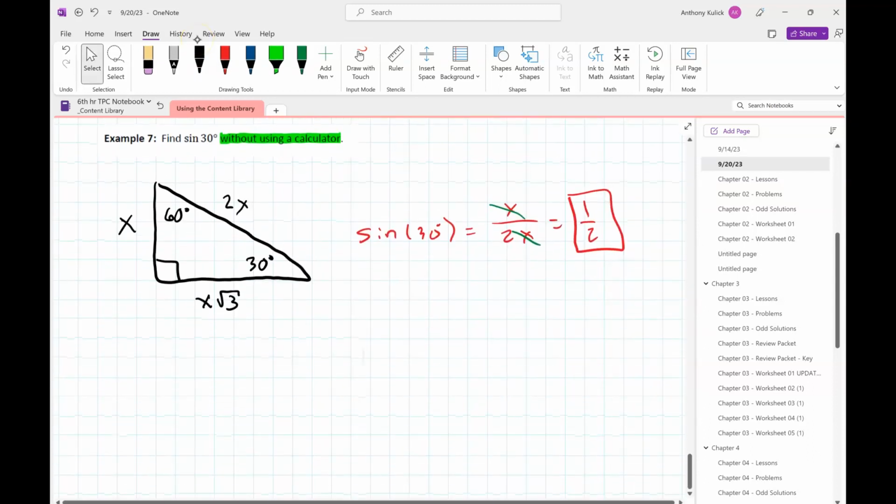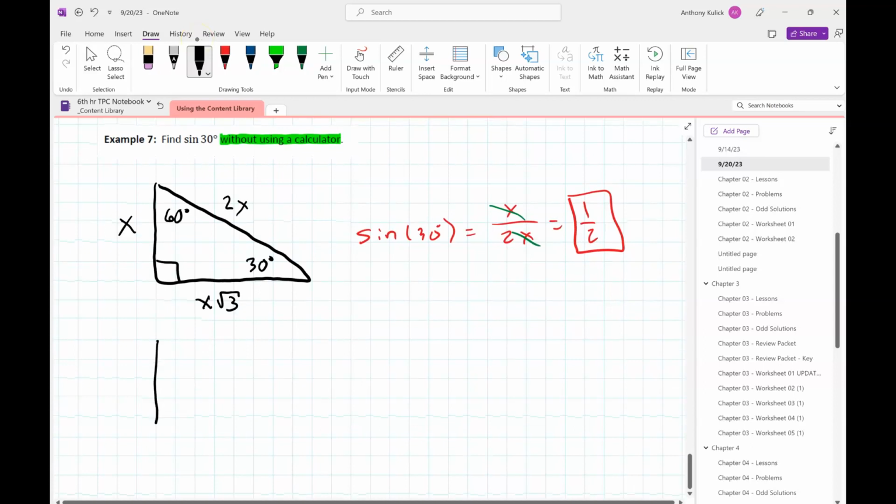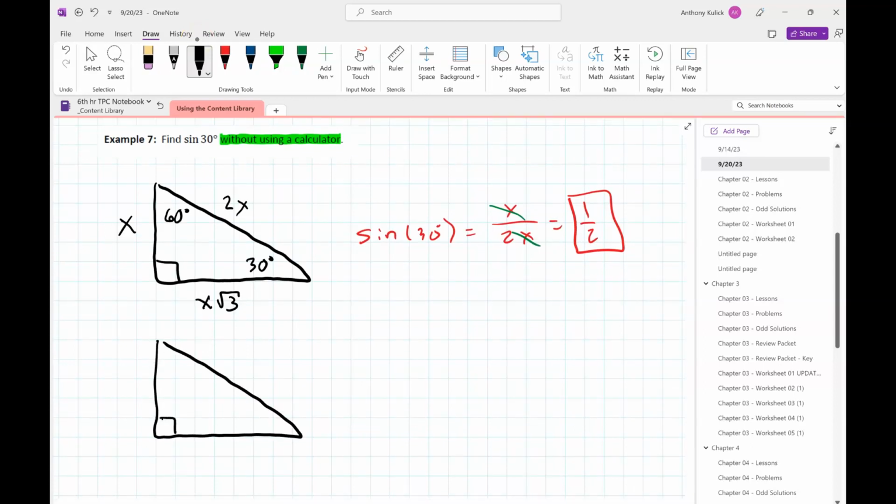What was the other special right triangle that we saw in geometry? Do you remember? 30, 60, 90. 45, 45, 90.